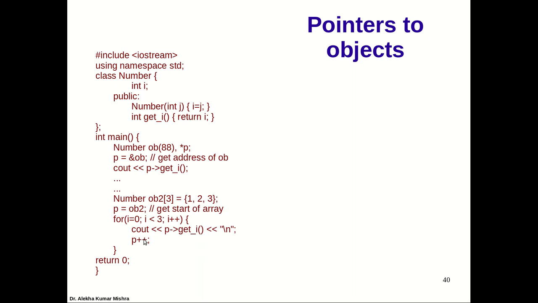Depending upon the type of the pointer, it jumps that much amount of address. I think this is already known as part of your C language. Then the pointer points to the object with index 1, and by invoking get i again, it prints the value 2, and 3, and so on. In this way we can use a pointer to refer to an object, or to refer to the address of an object.